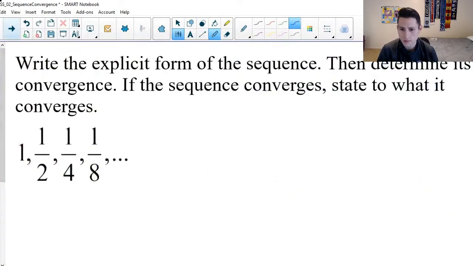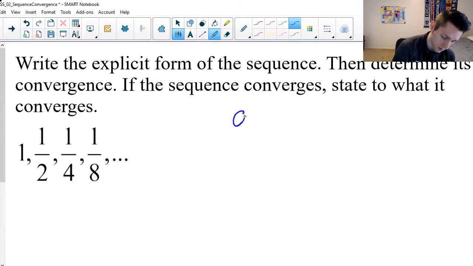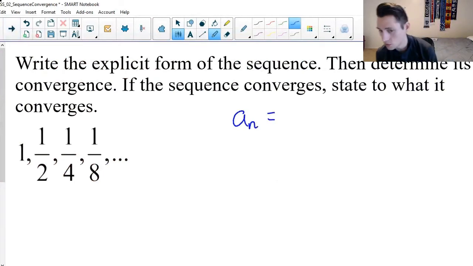Okay, so finding limits of sequences is just like finding limits in general. Write the explicit form of the sequence, determine its convergence. If it converges, state to what it converges. So I have the terms of a sequence, and I want to figure out what the actual formula is for the sequence, you know, an equals whatever, that would create this. So my goal is to figure out what the formula is.